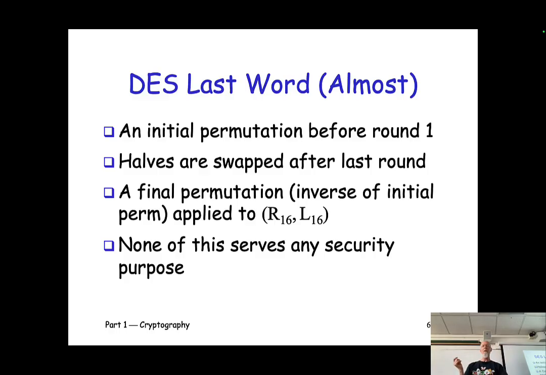Now there's a little bit more to this. We don't describe these things in detail because they don't have anything to do with security, but they are part of the algorithm. So if you want to implement DES, you have to do these things. There's some initial permutation before the first round. The halves get swapped after the last round. That's just for efficiency. And there's a final permutation and so on. But none of this is really relevant to our purposes. You would have to do those things if you want to call it DES. It has to satisfy all these requirements.